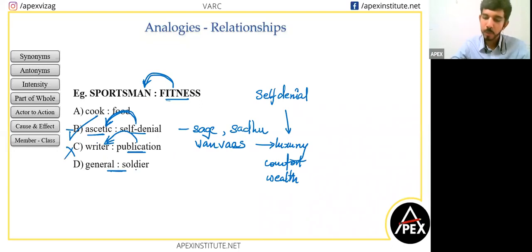General and soldier are two people. One reports to the other, and food and cook are unrelated. At least not related in this sense. So the answer here is B. Quality of a person.